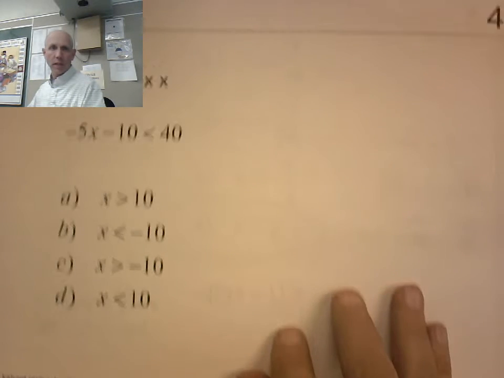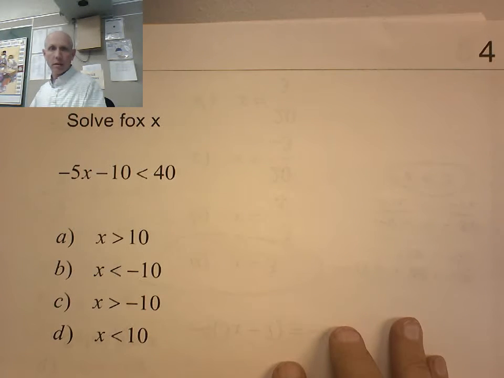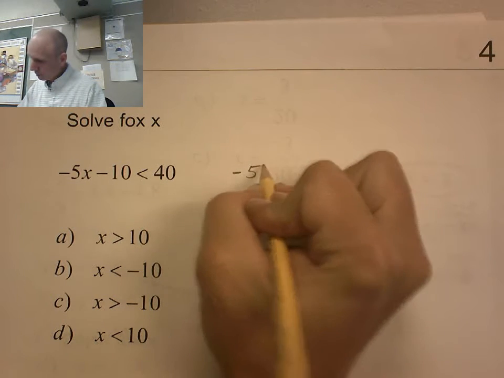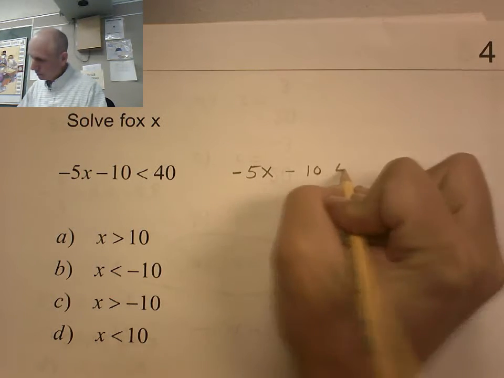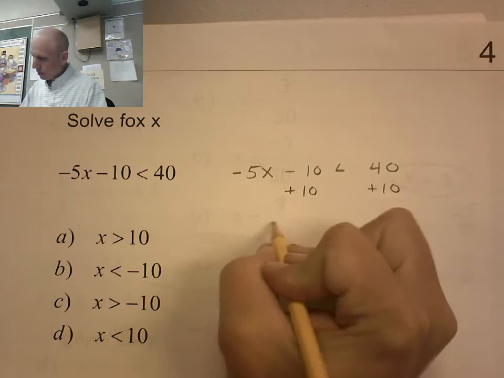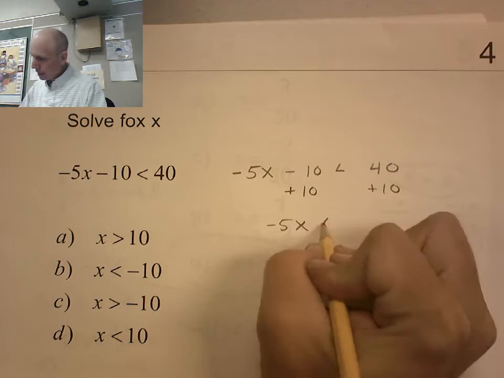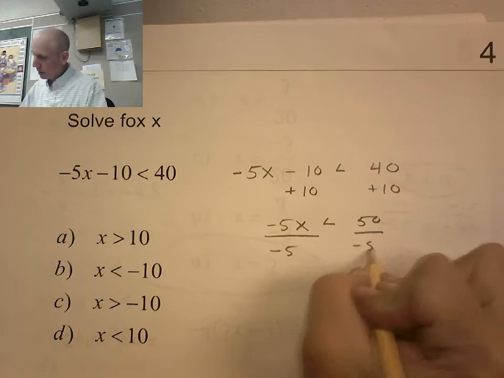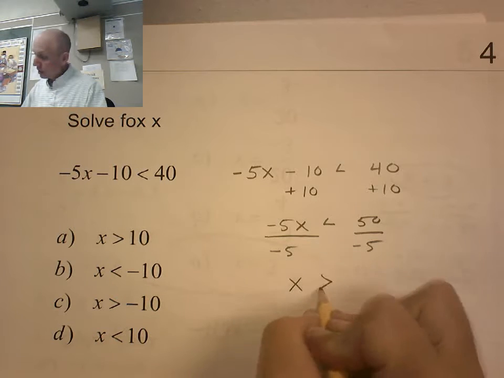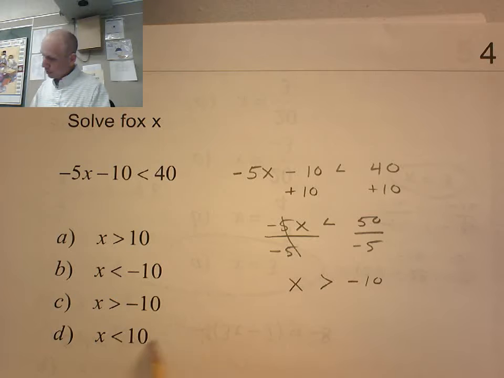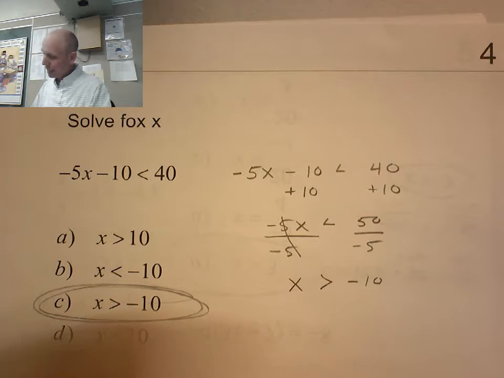4, solving this for x. So I'm going to start by rewriting it over here. So start by adding 10 to both sides. So negative 5x is less than 50. Dividing both sides by negative 5, x is greater than, because I divided by a negative, x is greater than negative 10, so I have to say it's C.